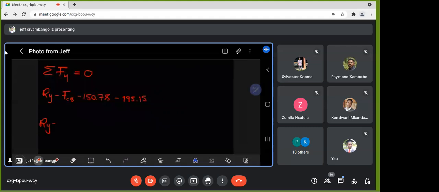So this will be FCB minus this in kilonewtons becomes 0.15078, minus this in kilonewtons 0.19515. Now I can bring those other values which are also in kilonewtons.